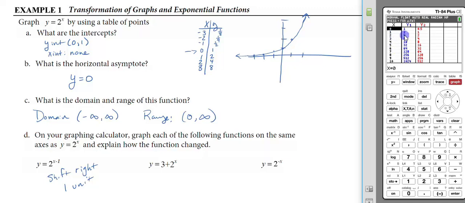An input of 2 gives us a 4, but it takes an input of 3 to get us an output of 4 on the second function. So every x has to be 1 more. It's been shifted to the right 1 unit.